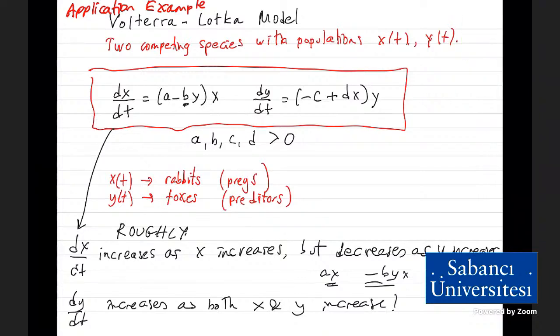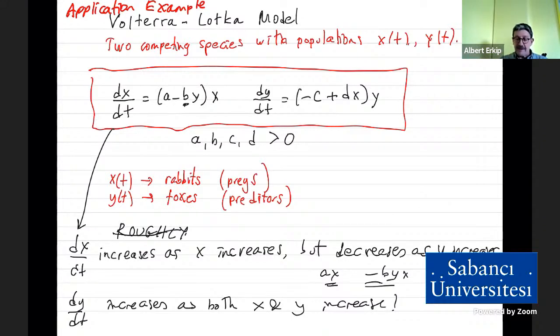Okay, so roughly speaking, you have plus and minus signs, but this model is two competing species with populations x(t) and y(t). The typical one is x(t) are rabbits and y(t) are foxes. What do I mean by that? Well, foxes eat rabbits. So the more rabbits there are, the more foxes there would be because they have food. But the more foxes there are, the fewer rabbits there will be because rabbits will be killed by foxes. That explains the sign plus here. So this is plus bx here, and this is minus by here. More foxes means fewer rabbits because they eat them, but more rabbits means more foxes because they are better fed. So this is roughly the model.